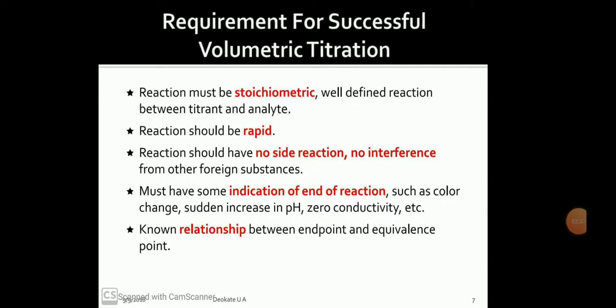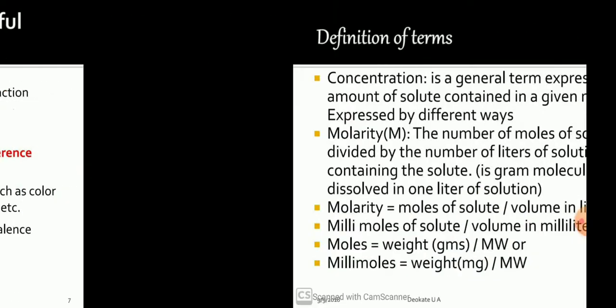Requirements for a successful volumetric titration. The reaction must be stoichiometric, a well-defined reaction between titrant and analyte. Second, the reaction should be rapid or fast. The reaction should have no side reaction and no interference from other foreign substances. It must have some indication of the end point of the reaction, such as color change, sudden increase in pH, zero conductivity, etc. There should be no difference between end point and equivalence point. These are the requirements for volumetric titration.